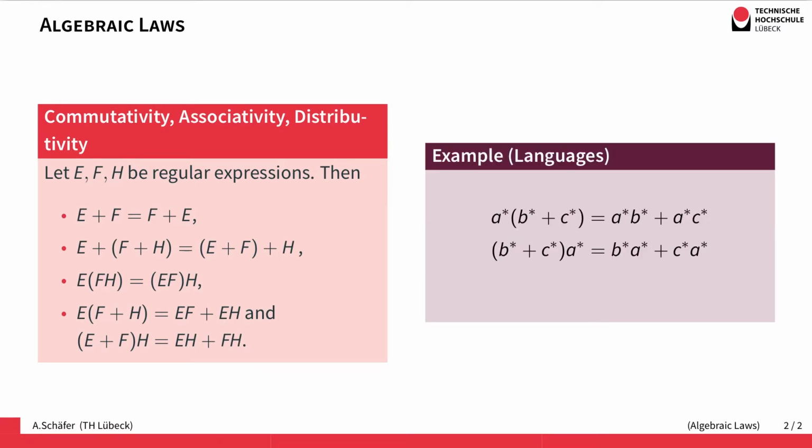The language defined by a star, b star plus c star is the language of all words that start with an arbitrary number of a's followed by either an arbitrary number of b's or an arbitrary number of c's. And of course, the same language is expressed by saying, okay, at first we have an arbitrary number of a's followed by an arbitrary number of b's, or we have an arbitrary number of a's plus an arbitrary number of c's. And that works from the left and from the right. So as concatenation is not commutative, we have the distributivity law from the right hand and from the left hand side.